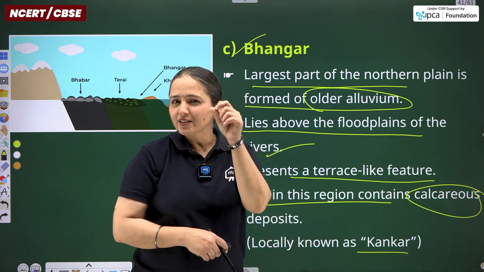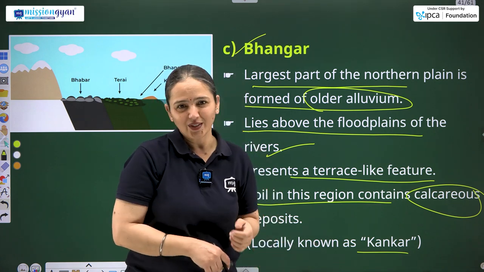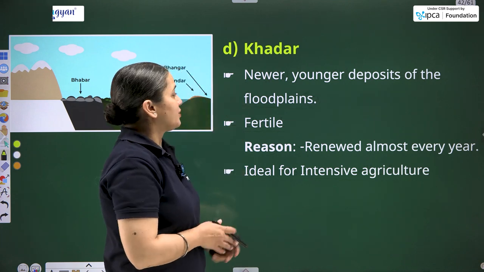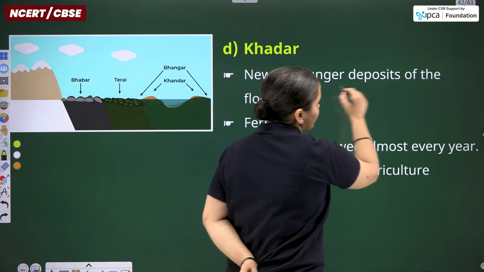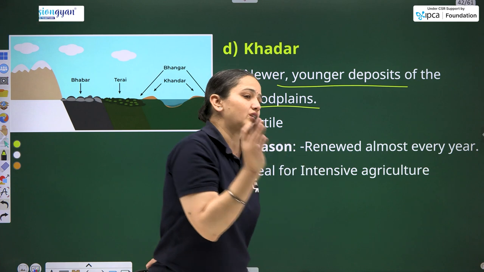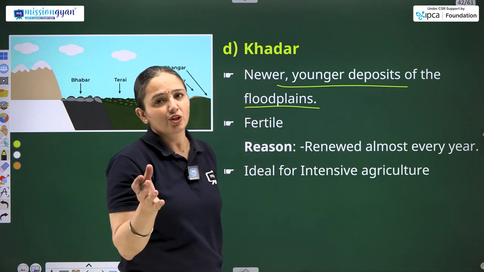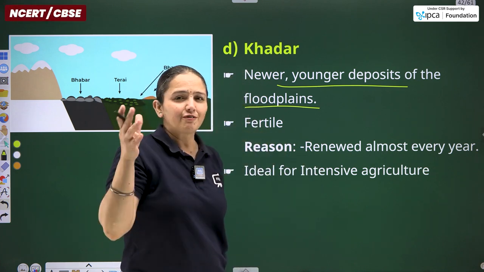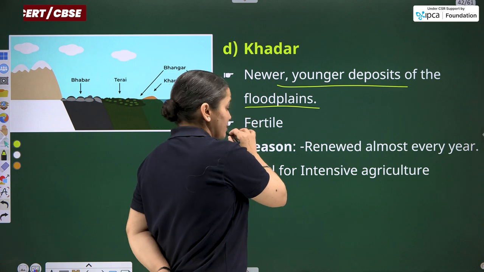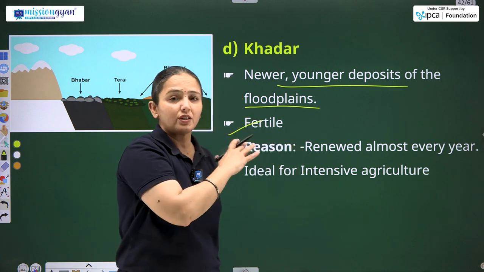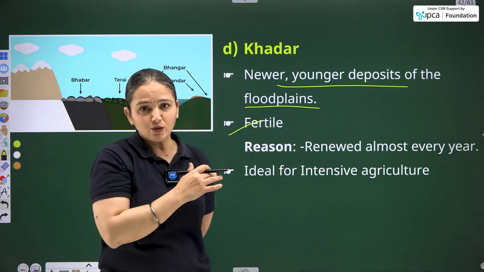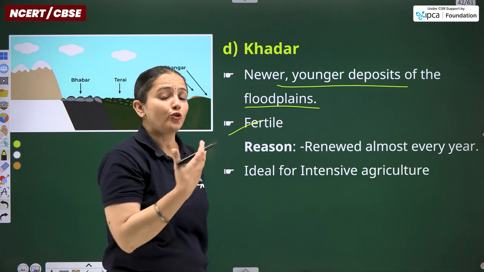And I hope you consider the word Kankar. It is the Hindi word itself. Talking about the Khadar, it is the newer and younger deposit of the floodplain. So the question does come up: which is the older and which is the new alluvium soil, and match the following. It is fertile also. Although the prior one, the Bhangar, is also fertile, but we are talking about the new part.